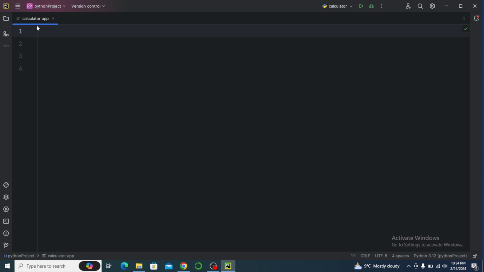Let's get started. So today we're going to be writing a Python code that will help us detect if a particular number is a prime number or not, using the primality test. It's going to help us test if a particular number is a prime number or it's not a prime number.